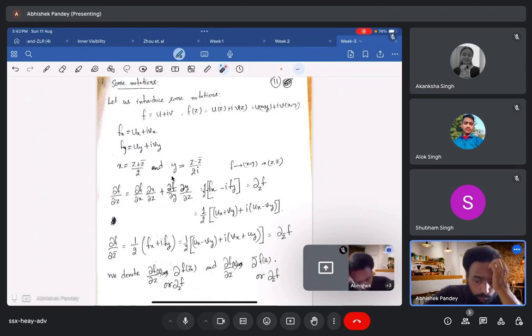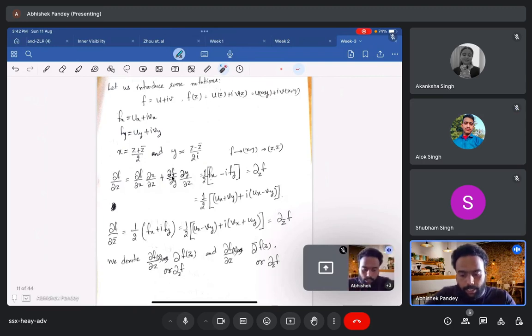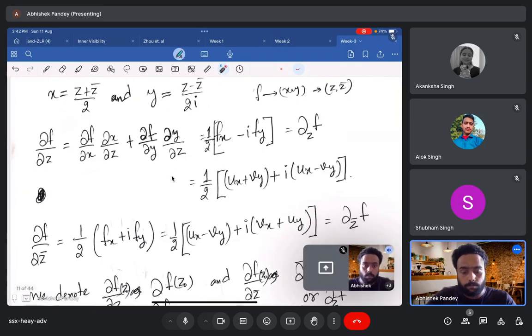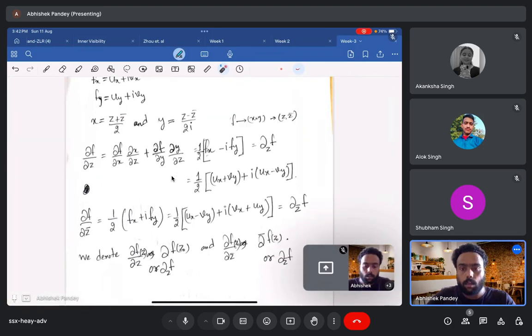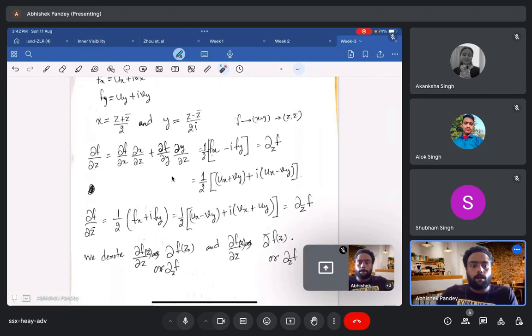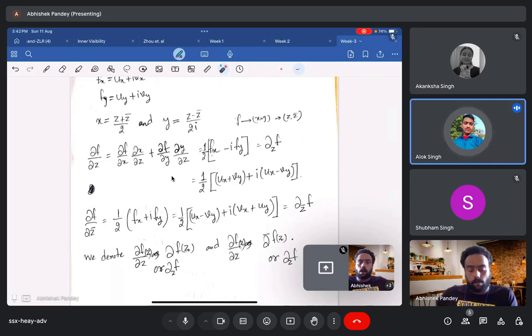Similarly, you can see that del f by del z bar is nothing but this one, 1 by 2 of (ux minus vy) plus i (vx plus uy). Now if f satisfies the CR equation, what will be this del f by del z bar? This will be 0, isn't it? Because in the CR equation ux is equal to vy, so this quantity will be 0, and vx is equal to minus uy, so this quantity will be 0, isn't it? Is it clear? Yes, it's clear.